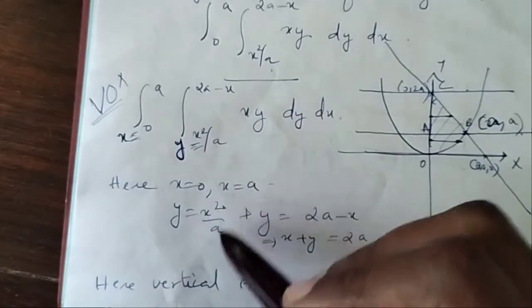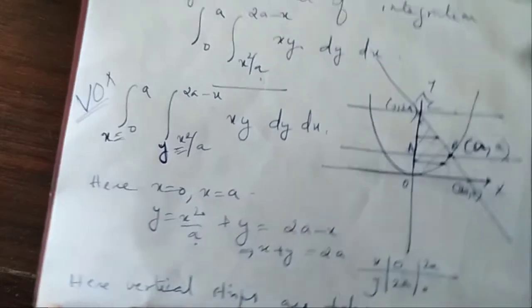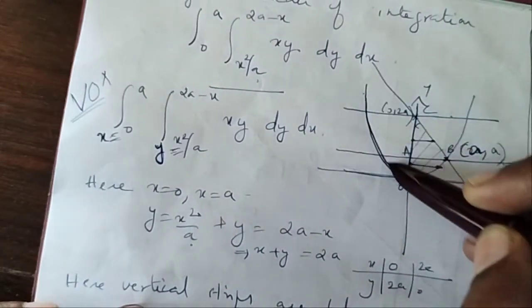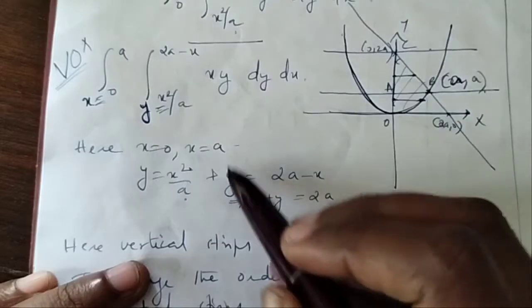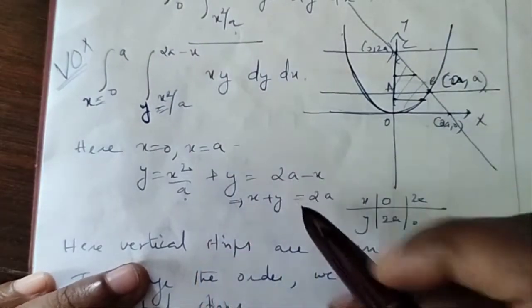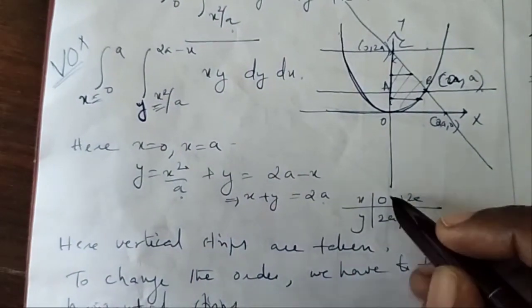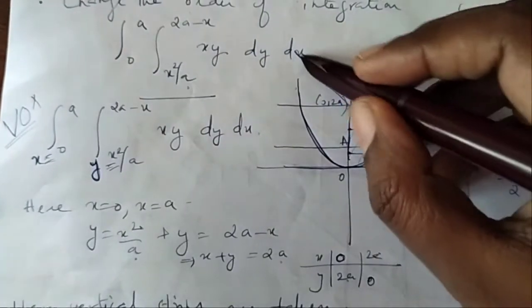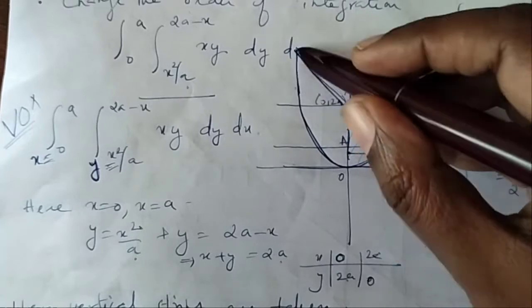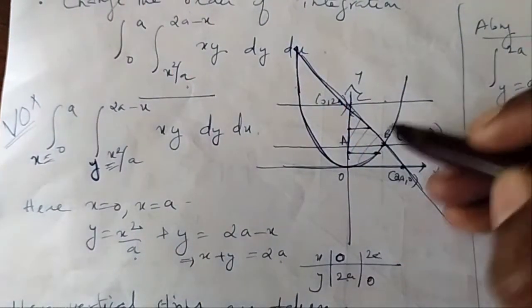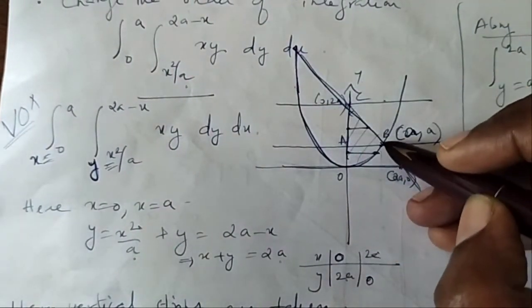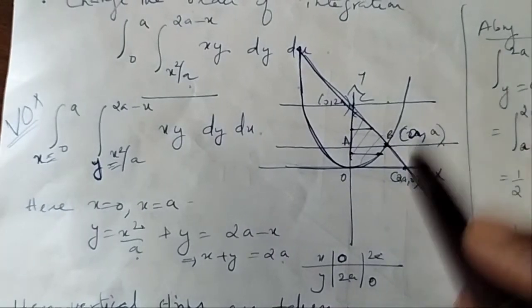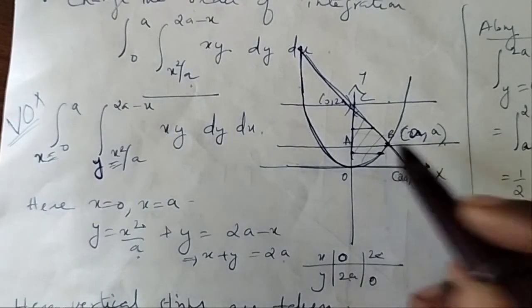That is, y is equal to x square by a. That's a parabola, symmetric about the y axis. Then y is equal to 2a minus x, or x plus y is 2a. If x is 0, y is 2a. If y is 0, x is 2a. So this is the straight line. So there is an intersection also. So the parabola and the straight line have an intersection. Find the point of intersection. What is this point?